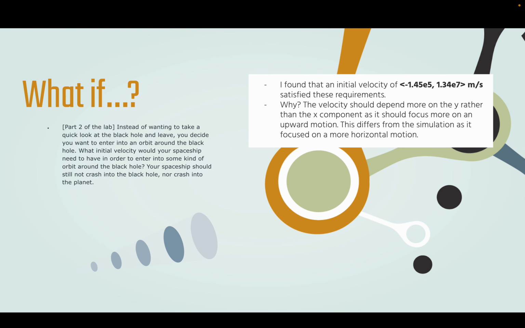The what-if question asks how the initial velocities should change in order to enter an orbit around the black hole while still fulfilling the requirements of the original simulation. I found that an initial velocity of minus 1.45 times 10 to the power 5 and 1.34 times 10 to the power 7 for the x and y component, respectively, in meters per second satisfied these requirements. The velocity seemed to depend more on the y rather than the x component, as it should focus more on an upward motion. This differs from the simulation as it focused more on a horizontal motion.